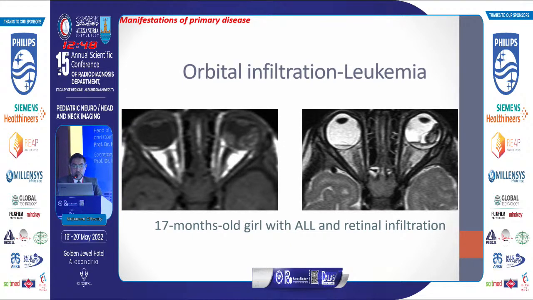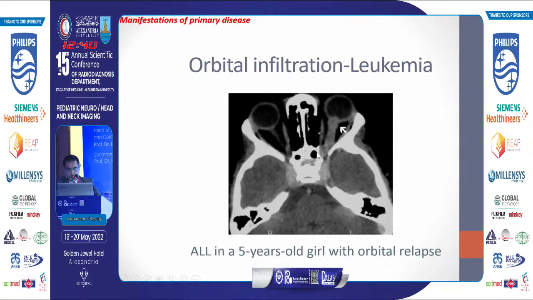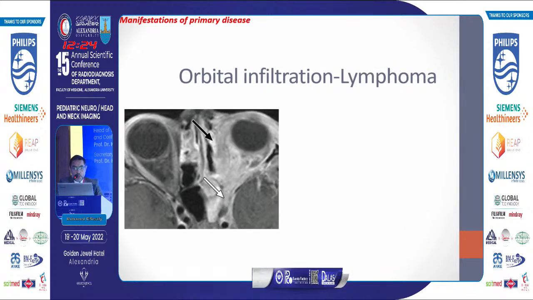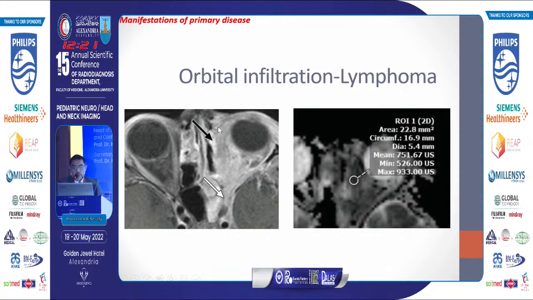Retinal infiltration can be seen in leukemia, which usually shown as retinal hemorrhage, as in this case. Also, optic nerve infiltration by leukemia can occur and seen as diffusely enlarged optic nerve that showed moderate enhancement. Lymphomatous infiltration in the orbit can take any form, like in this case, diffuse ill-defined enhancing mass within the orbit that showed marked diffusion restriction.